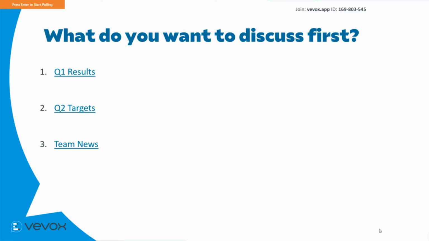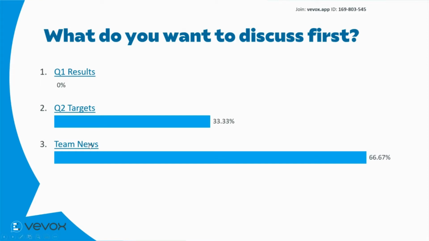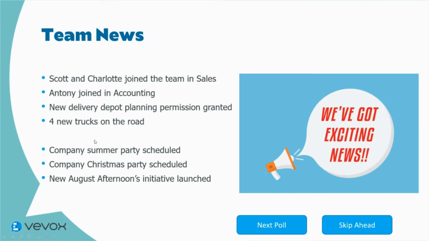So here we have our question, what would you like to discuss first? We've got three options on the screen. When the poll results are revealed, we can then see where we need to go. So we click on option 3, we can then discuss the content of that particular section. And when we're ready, we can press next poll to decide where to go next.